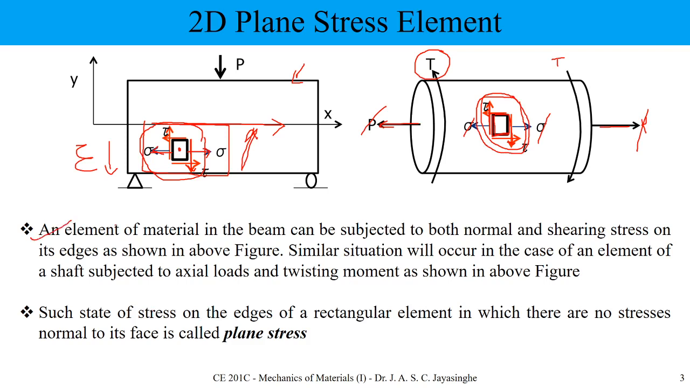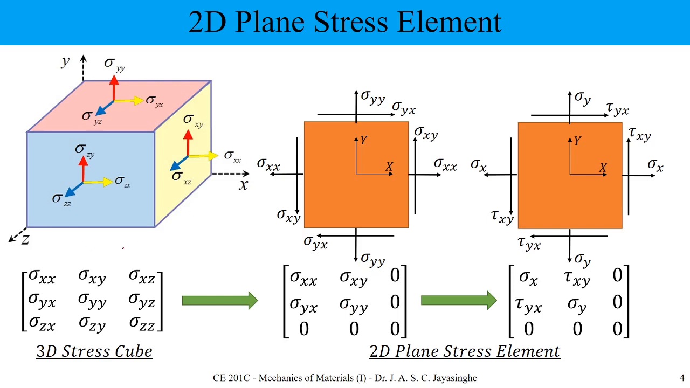Of course, this is what we already know. And when you come to this statement, the state of plane stress: edges of the rectangular element in which there are no stresses normal to its face is called plane stress. This definition you already know. So now you can go to a matrix arrangement. This also you already know from the last lecture, but I am applying it to complete this session.